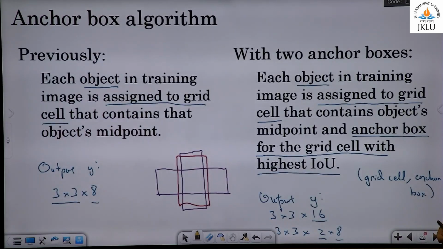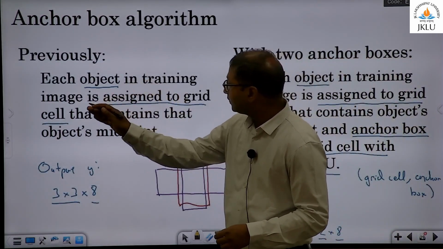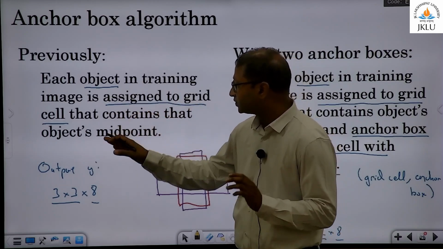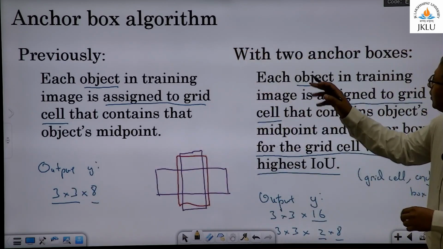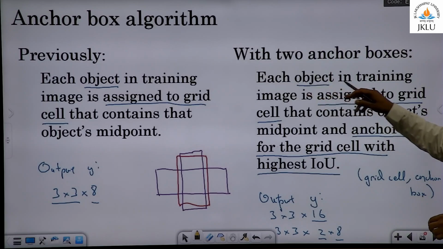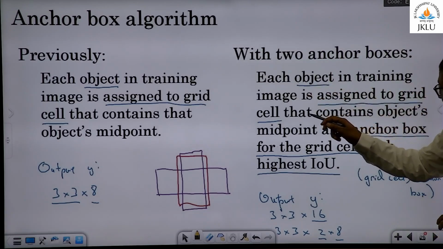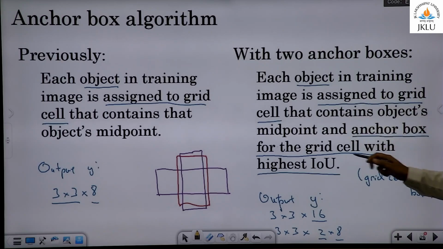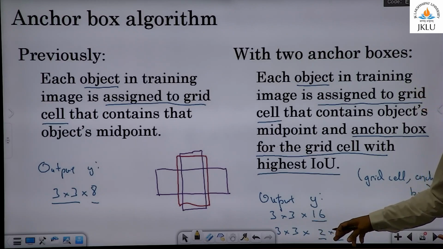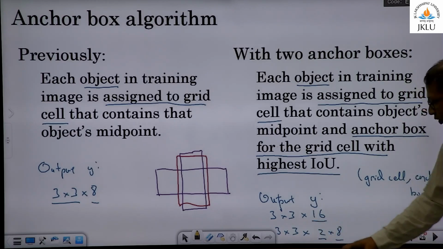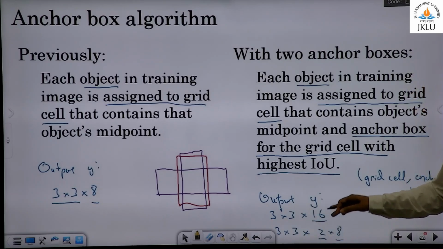Okay, so previously each object in training image is assigned to grid cell that contains that object's midpoint. Output was 3 cross 3 cross 8. With 2 anchor boxes, each object in the training image is assigned to grid cells that contains object's midpoint and anchor box for the grid cell with highest IOU. Okay. So you have grid cell and anchor box. So output will be 3 cross 3 cross 16, which is 3 cross 3 cross 2 cross 8. If you have 5 anchor boxes, it will be 3 cross 3 cross 5 cross 8.